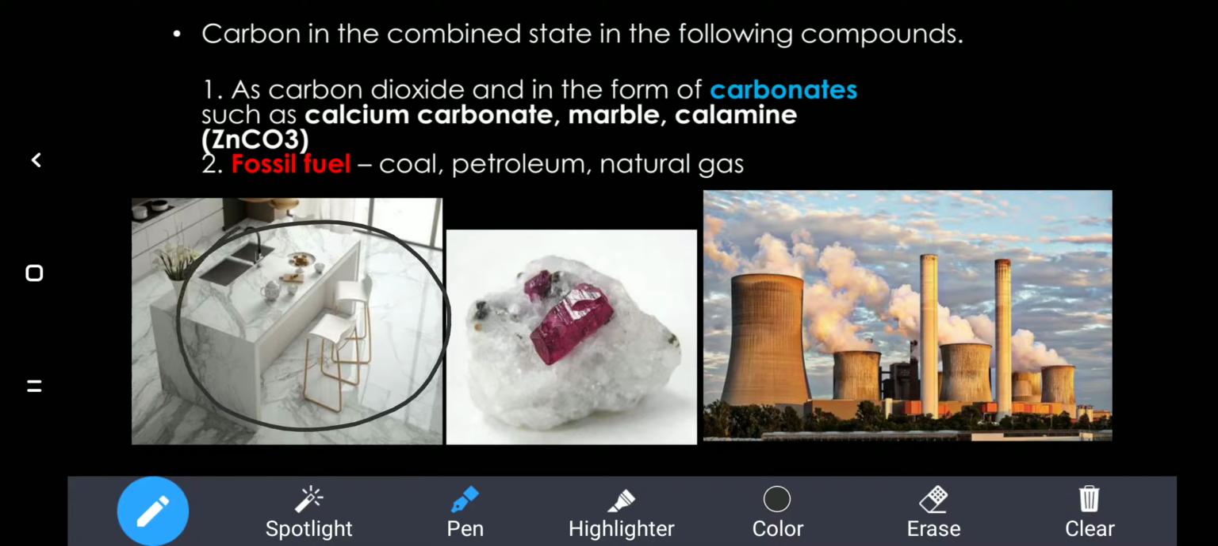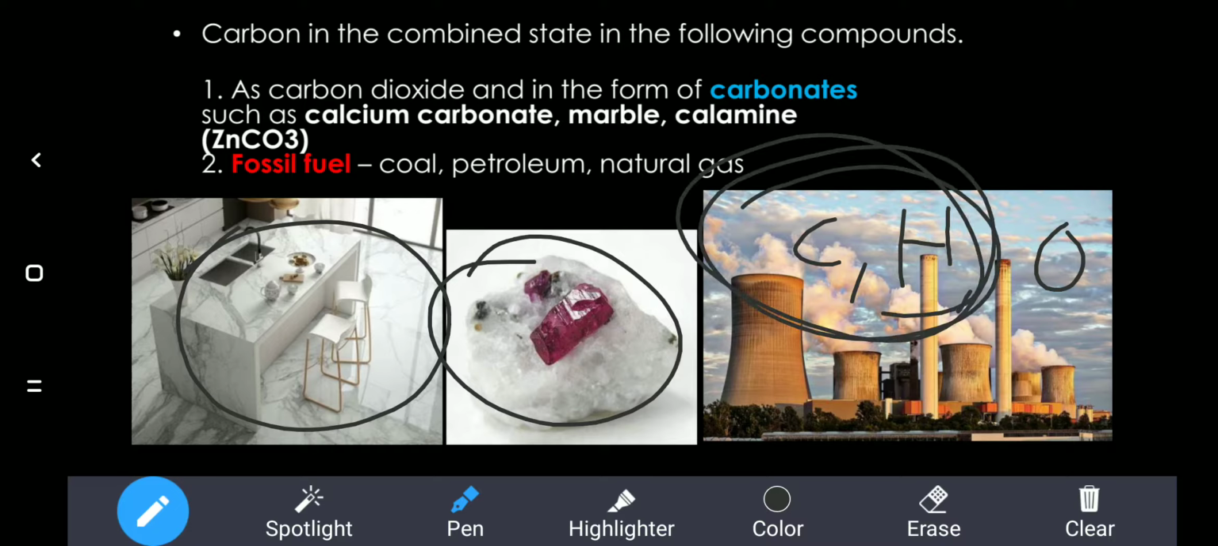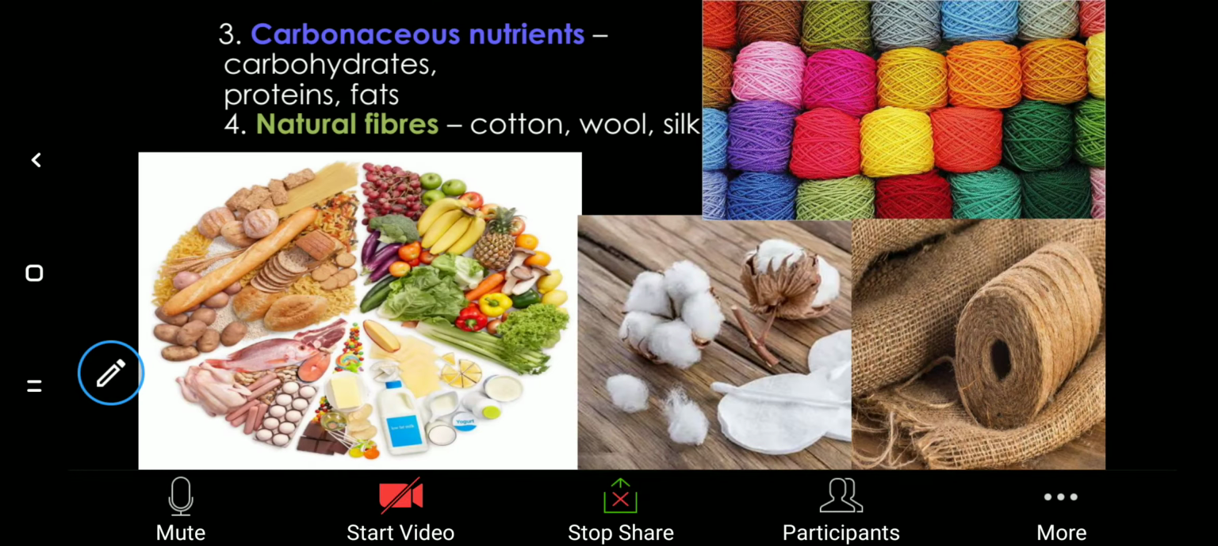Example, marble. So you can see the furniture, everything made up of carbon here. The table made up of marble, which is found in the earth's crust. It has the formula CaCO3. ZnCO3, all these carbonates have carbon, but with the carbon there is oxygen and other elements present. Fossil fuels: coal, petroleum, natural gas have carbon present along with hydrogen, sometimes oxygen as well. Mostly carbon and hydrogen are present in fossil fuels. And as carbon is not present alone, we call the carbon to be present in the combined form.